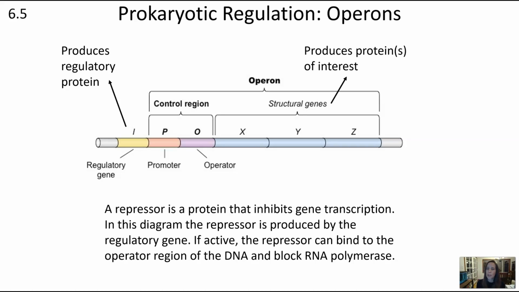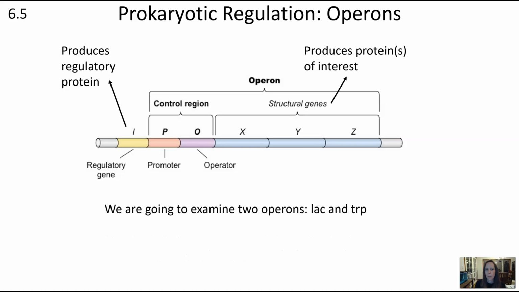So repressors sometimes have active and inactive forms. If the repressor is active, it is blocking the transcription. It is an active repressor. We're going to look at two examples of operons that function in slightly different ways. These examples are lac and trp.